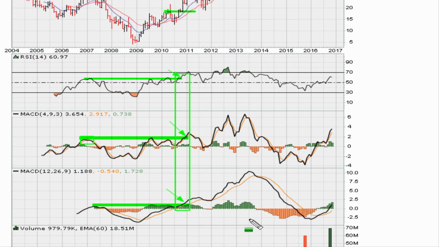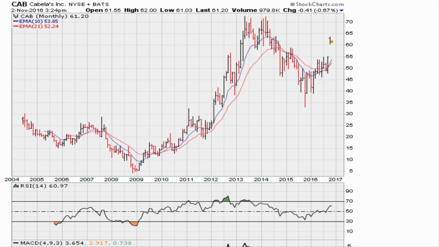Okay, so that we can see the relevance of that line, what we're going to do is extend that line, because that line comes into play in the current market. So right there. And you can see that ever since this break here, the stock has come off its highs here.